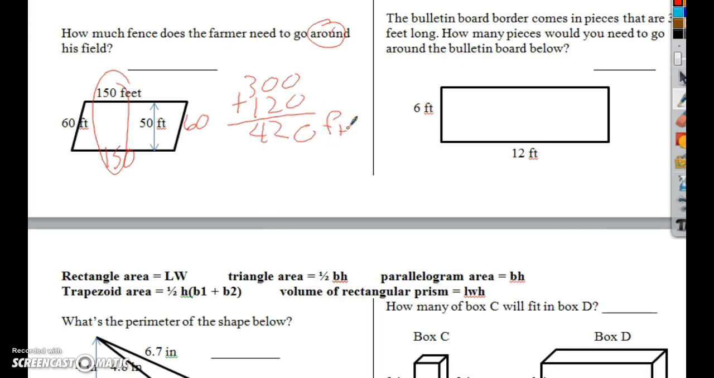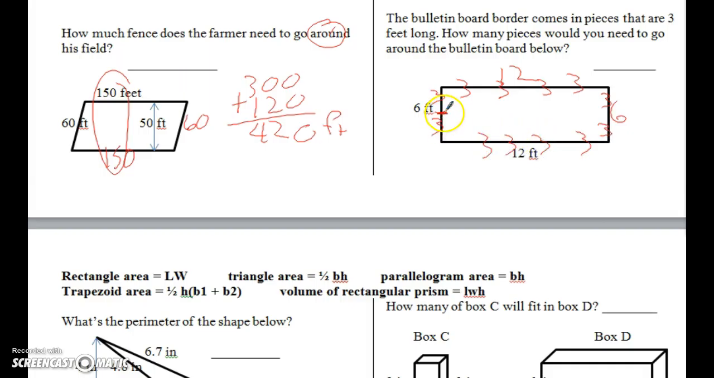The bulletin board comes in pieces that are 3 feet long. How many pieces would you need to go around the bulletin board below? I can do this one a couple of ways. One of the ways is just think how many 3s do you need? How many 3s do I need to cover this 6? Well, there's a 3 and another 3. How many 3s do I need to cover a 12? 3, 6, 9, 12. How many 3s to cover this 6? 3, 6. How many 3s to cover this 12? 3, 6, 9, 12.